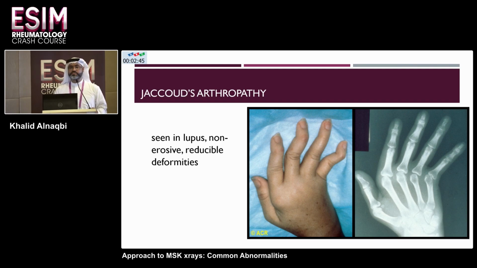Jaccoud's arthropathy is an entity or a sign that is seen in diseases such as lupus. It's deforming, but non-erosive and reducible. You can put it back compared to rheumatoid. So that's a very important distinction, actually. It came in my rheumatology board, actually.